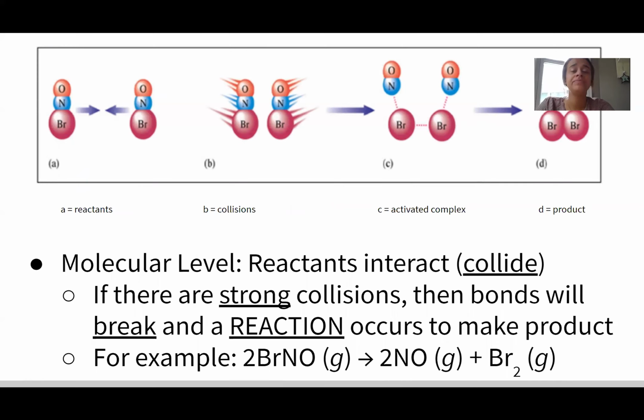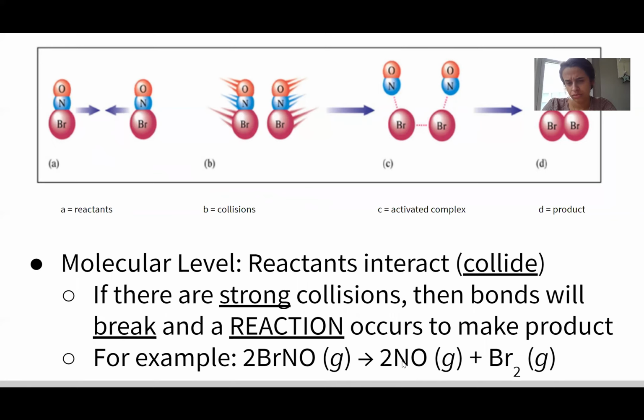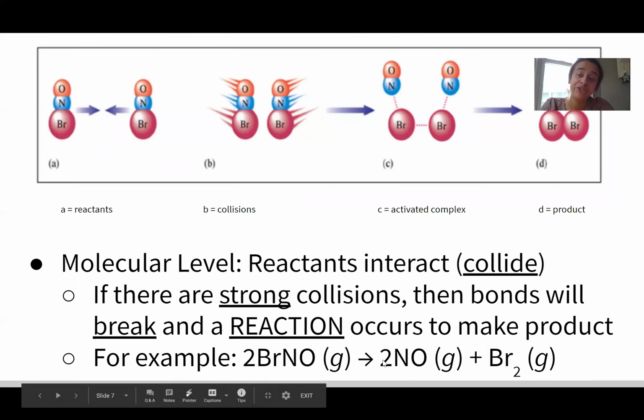At the molecular level, reactants interact, meaning they collide with one another. If these are strong enough collisions, the bonds of the reactants will break and a reaction occurs, which is going to form new bonds. An example of this is when 2 bromine nitrate forms 2NO plus bromine. Okay, I apologize for messing up there.